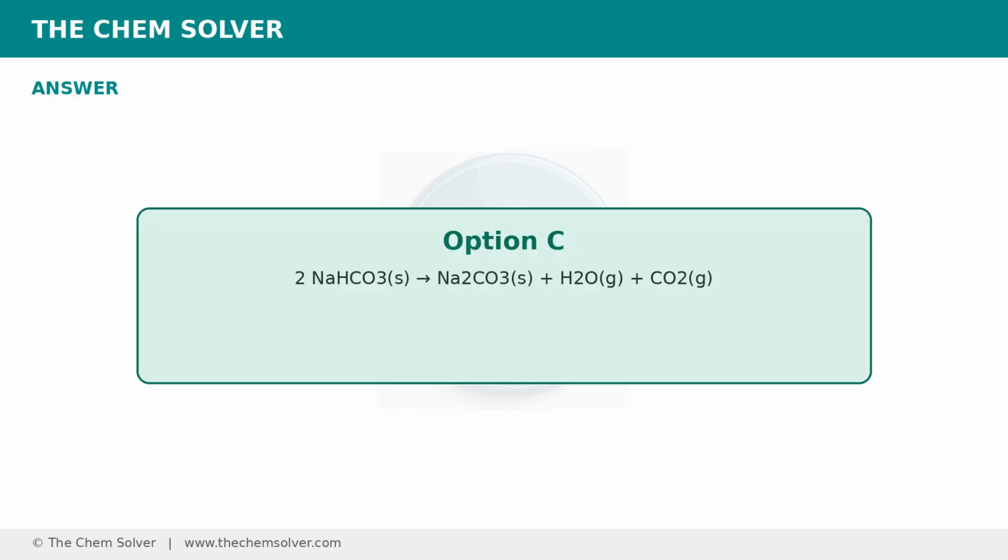The correct answer is option C. 2NaHCO3 gives Na2CO3 plus H2O plus CO2.